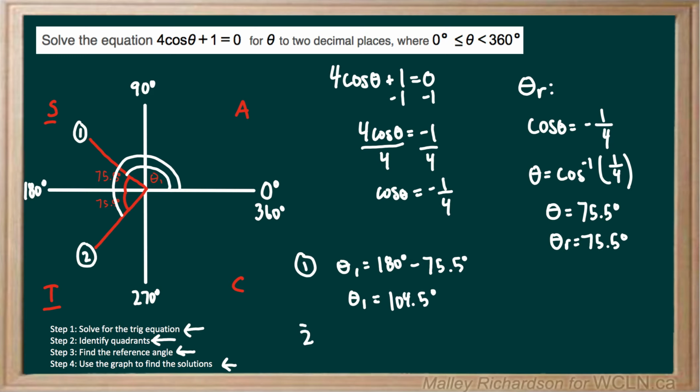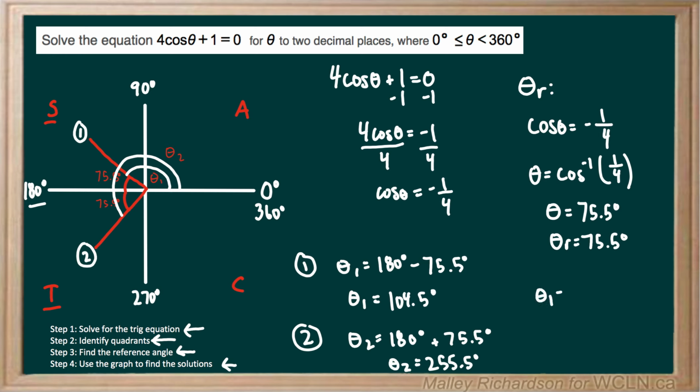Now let's look at our second terminal arm. We'll label this angle as theta 2. Now as you can see, the standard position for theta 2 passes the 180 degrees. So to find theta 2, we take 180 degrees and add that on to our reference angle of 75.5. And adding these two values together, we're left with our answer of 255.5 degrees.